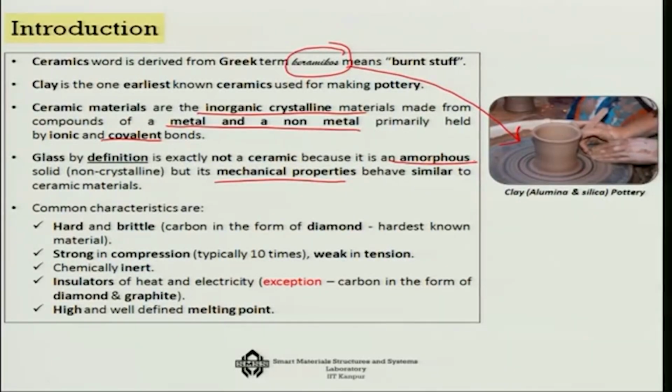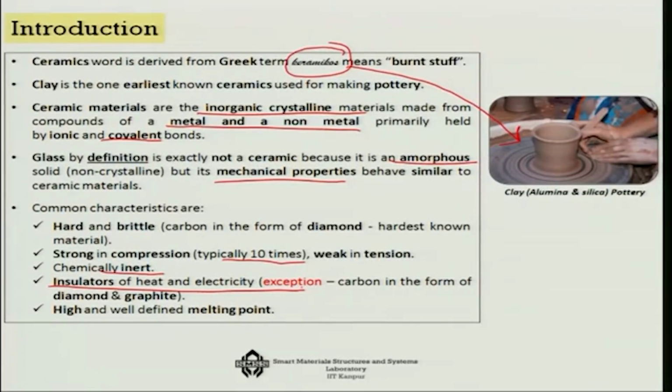Some of the common characteristics are that both ceramics and glass are hard and brittle. For example, carbon in the form of diamond is known as the hardest material. They are strong in compression compared to tension, sometimes something like 10 times stronger in compression than in tension. They are chemically very inert, so if there are chemically active substances, you can very easily use ceramics or glasses to contain them. They are good insulators of heat and electricity. In metals you always get free electrons to carry charges, but in ceramics or glasses that is not there. Ionic and covalent bonds are very strong and hold on to the electrons, so they are insulators of heat and electricity.